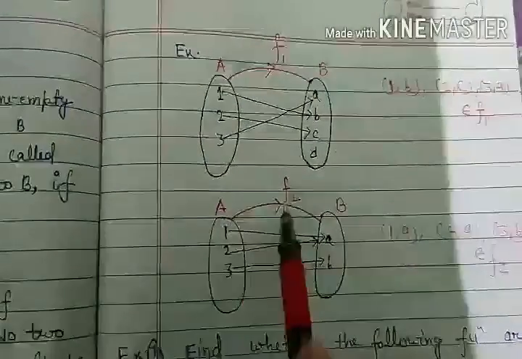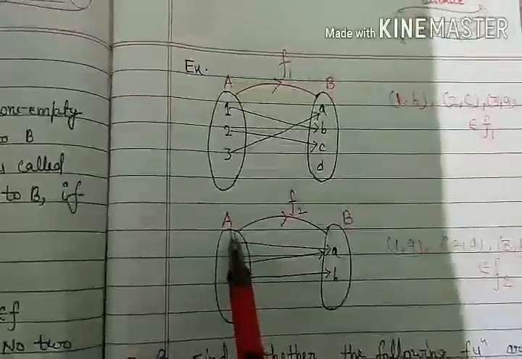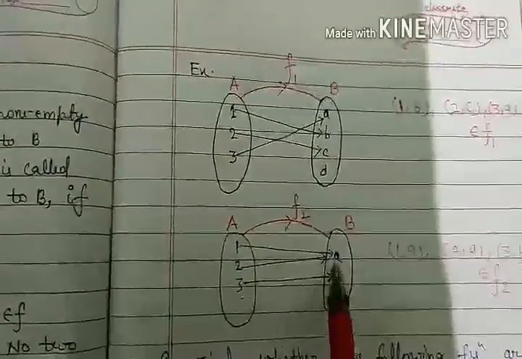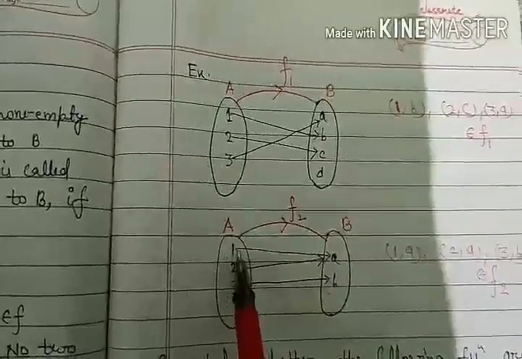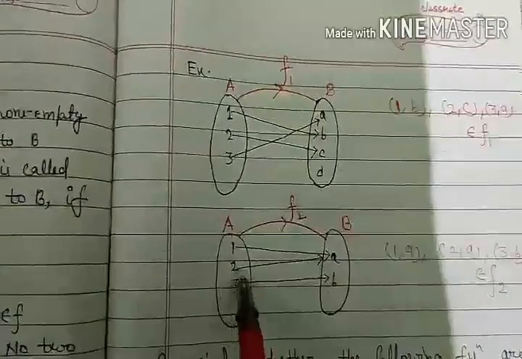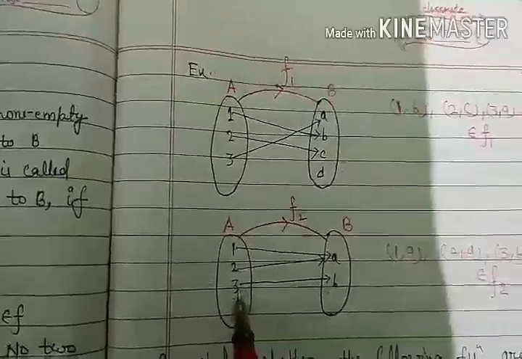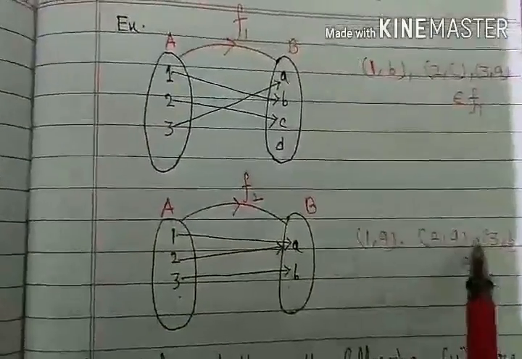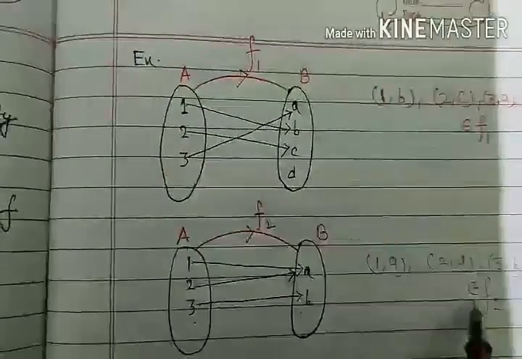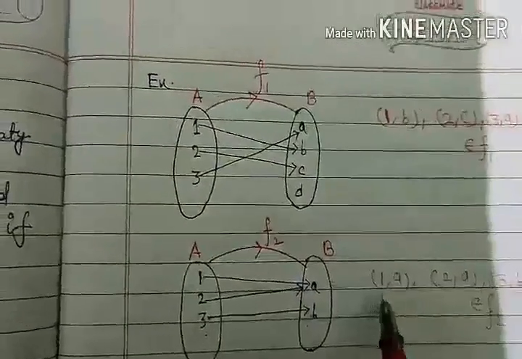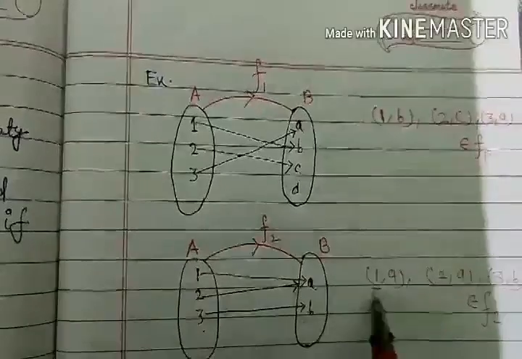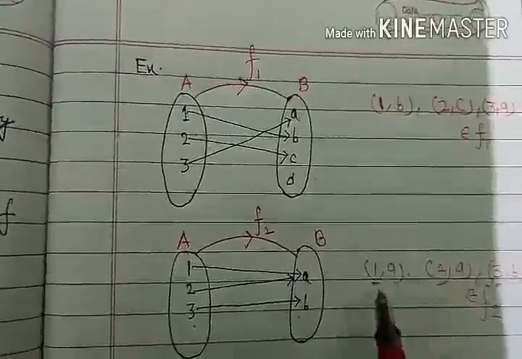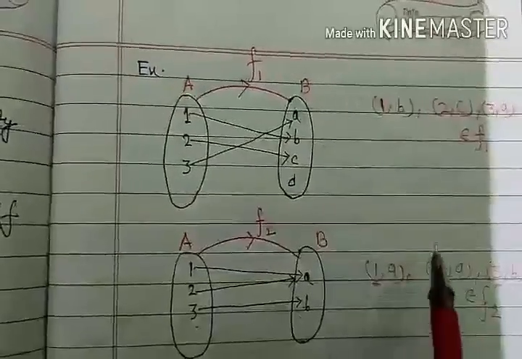Similarly, another function f2 from A to B, where A has elements 1, 2, 3, and B has elements a, b. 1 is mapped on a, 2 is mapped on a again, 3 is mapped on b. So (1, a), (2, a), (3, b) belong to f2. Here you can see that in 1, 2 and 3, no two ordered pairs have the same first element. So these are functions.